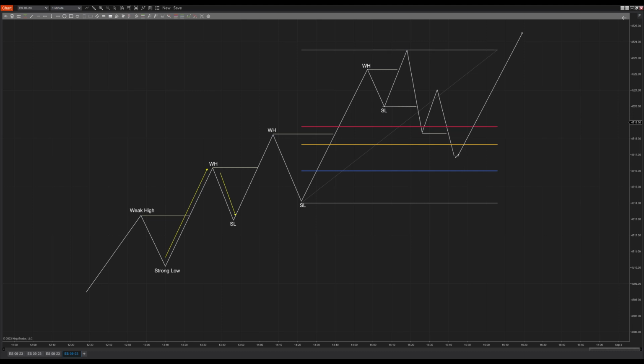So of course, it's all just probabilities. There's no guarantee here that we aren't going back up to visit and take out that high, which in this scenario is now the strong high. Weak low, strong high, weak. Well, this one is undefined. It's a low, and until it's broken, it remains in flux.